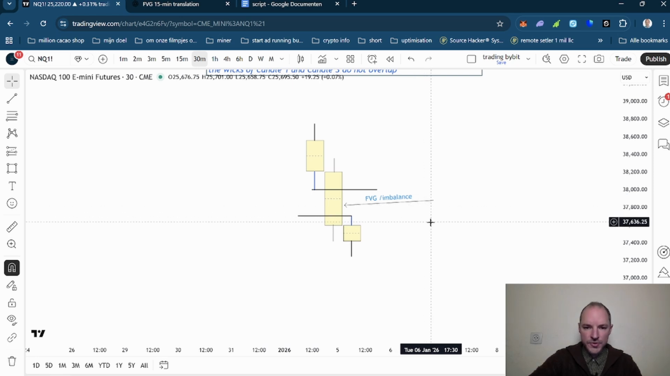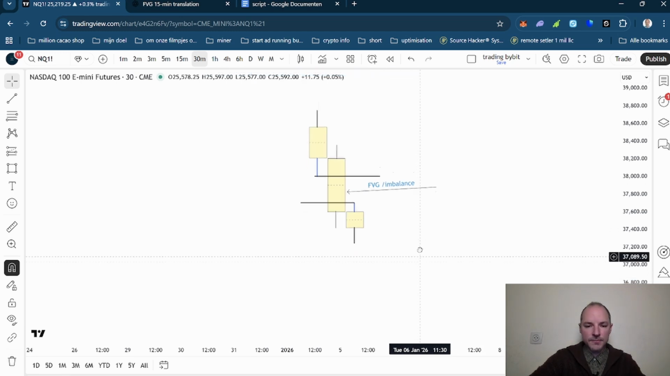This is how you spot a fair value gap. This is actually the definition of a fair value gap. If you don't understand it, just rewatch it. It will get clearer in a minute.